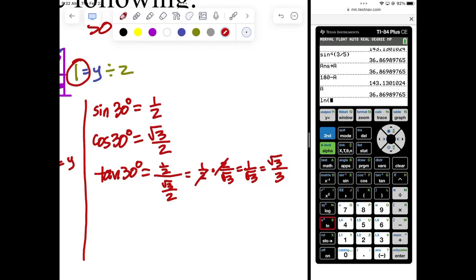Guess what the tangent of 30 degrees is always going to be? Square root of 3 over 3. Always. Tangent is square root of 3 over 3. Always has been, always will be.